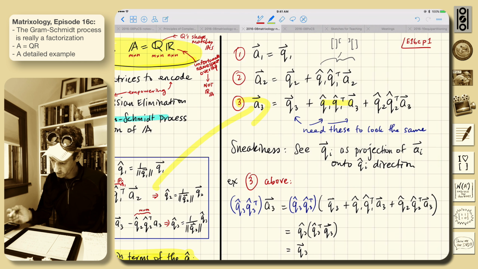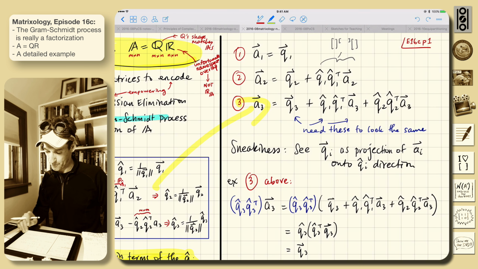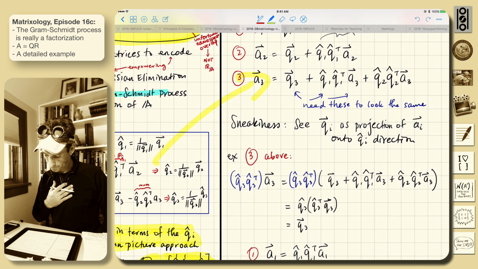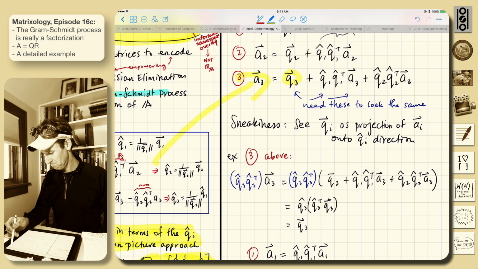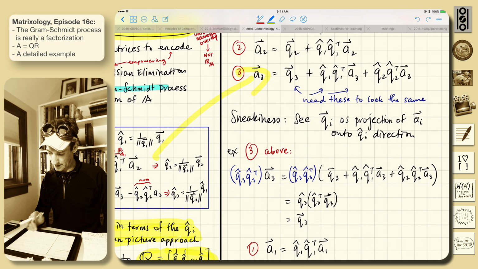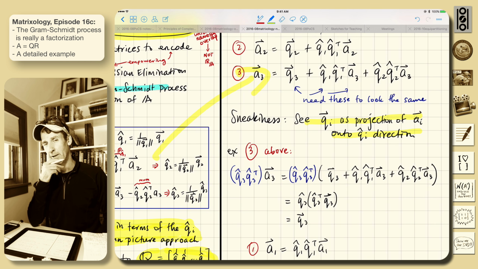So this is a nice structure, this is a nice structure, but this looks different. That could be the way it is, but we'd like them to be the same. I say need, but okay. So a couple of ways to rewrite what this is, but here's one thing. Let's take the third line here. And so we're going to see the Qi as a projection of Ai onto the Qi direction.